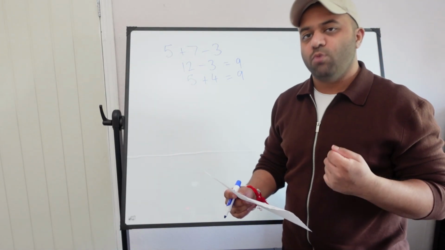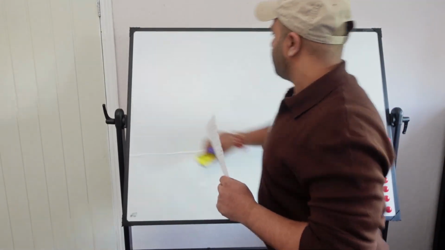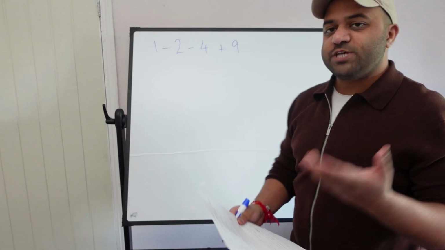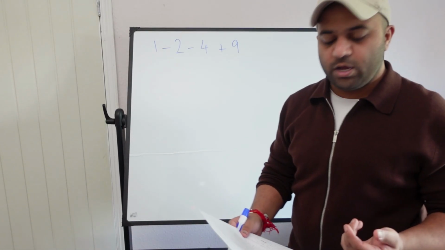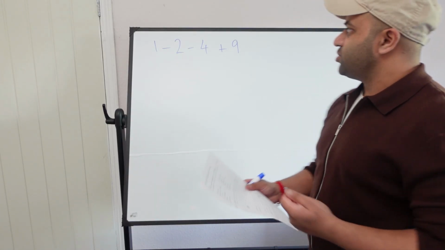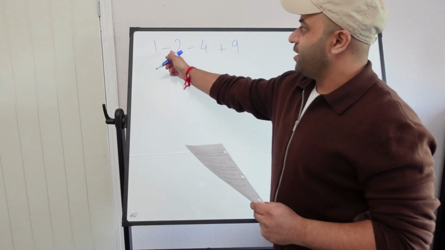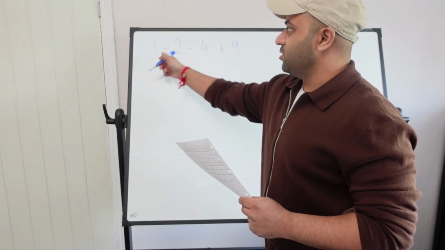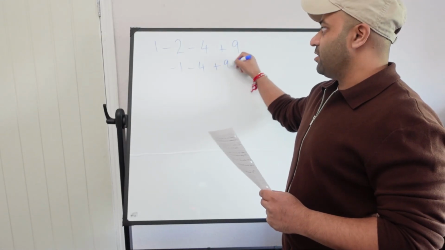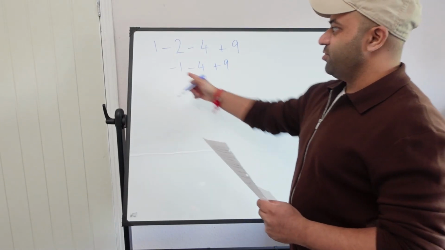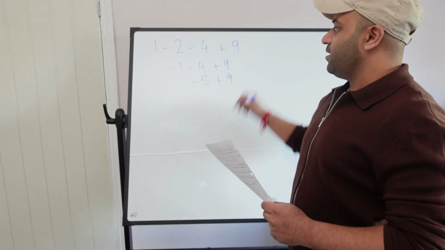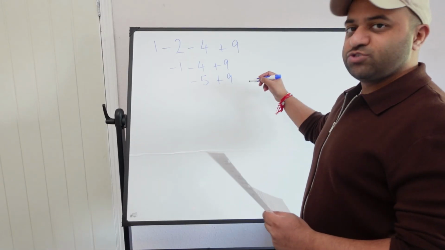Let's take a look at one more example now. In this example, we have 1 take away 2, take away 4, add 9. Now let's choose an order of operations. If we pick the minus first, we can do 1 take away 2 to give -1, and then take away 4, and then add 9. So we do -1 take away 4, which is -5, add the 9, which finally results in an answer of 4.